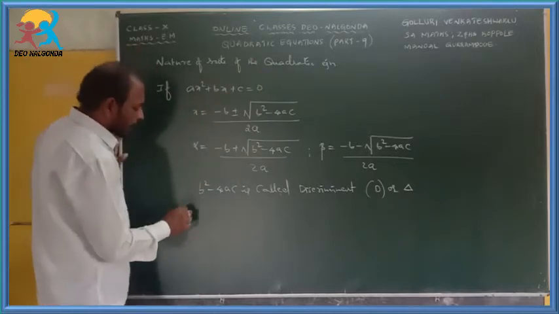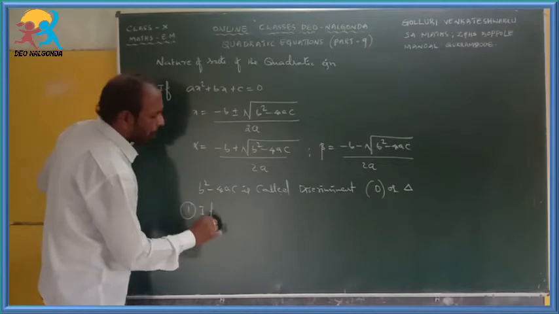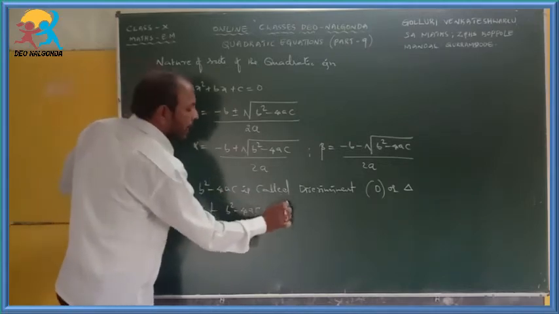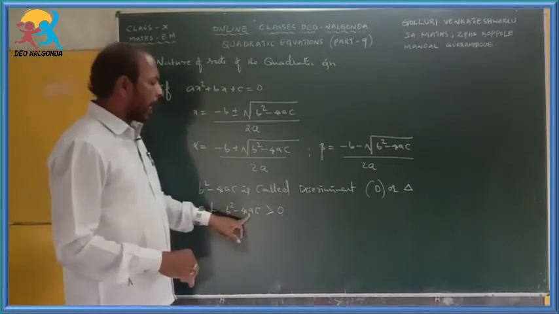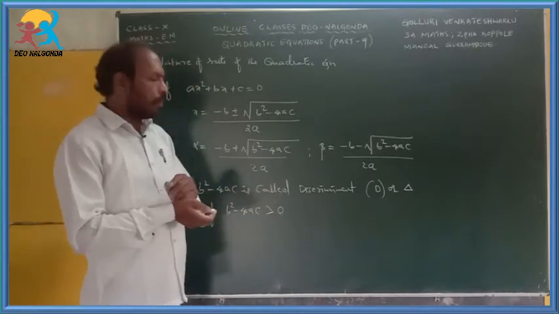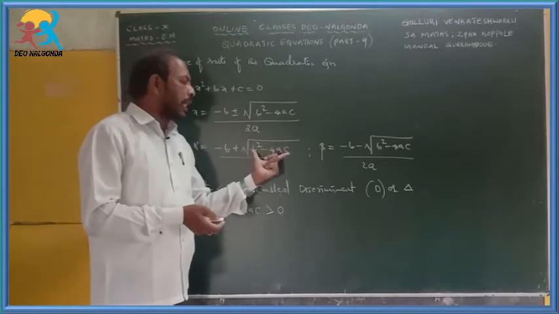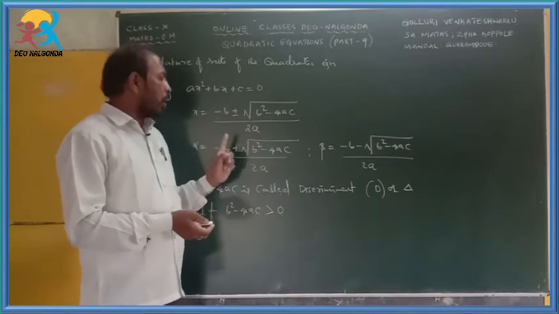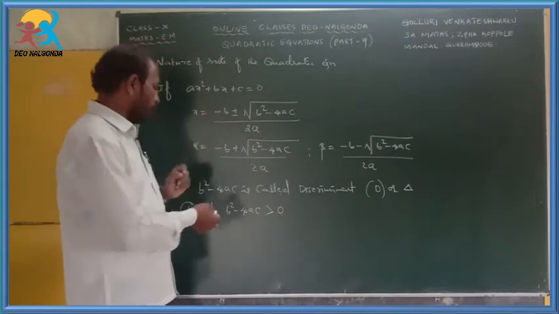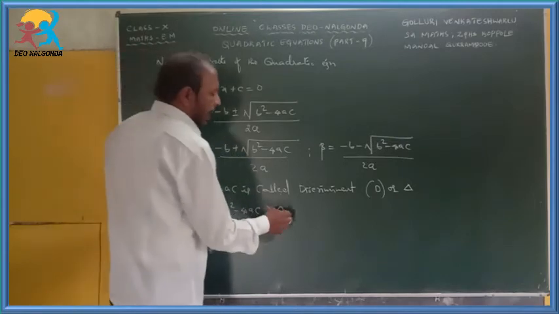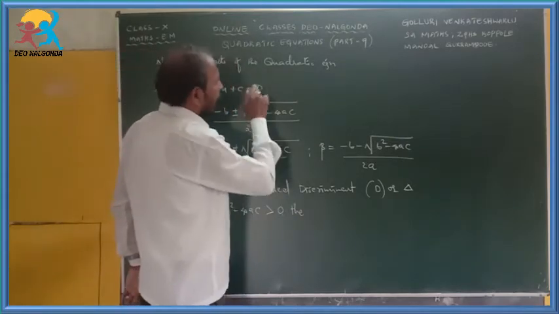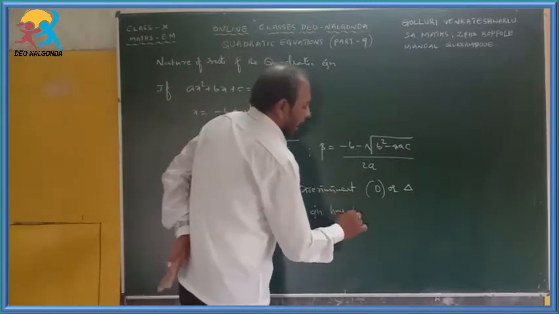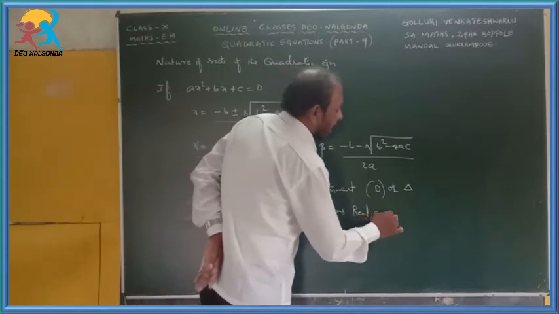In the first case, if the discriminant value b square minus 4ac is greater than 0, it means the value of the discriminant is positive. If the value is positive, it has two different roots. If b square minus 4ac is greater than 0, then the equation has real and distinct roots.